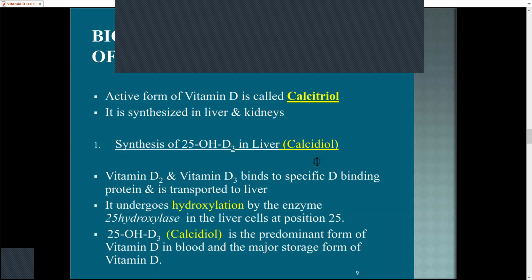Step one happens in the liver. D2 or D3 binds to a specific vitamin D binding protein and is transported to the liver. Inside liver cells, the enzyme 25 hydroxylase adds a hydroxyl group to the 25th carbon position. The product is 25 hydroxy cholecalciferol, also known as calcidiol. This is the predominant form of vitamin D found in your blood and serves as a major storage form.